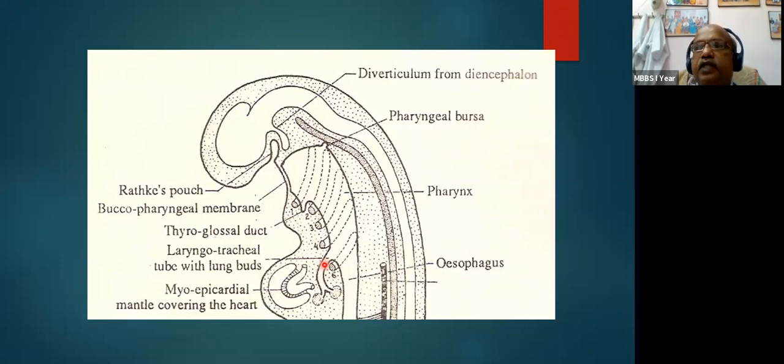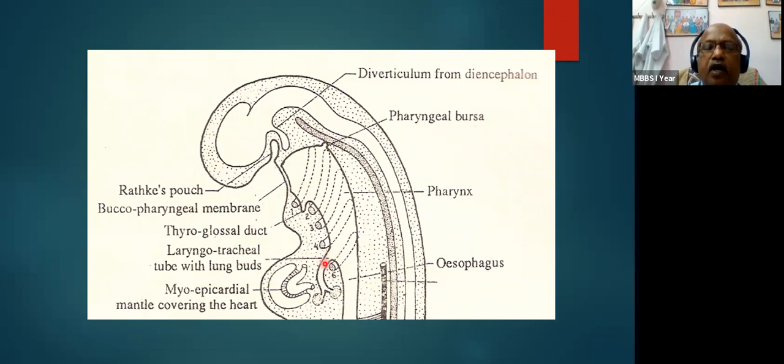Everything is derived from that mesoderm, the splanchnopleuric layer of intraembryonic mesoderm. So that is important. The endoderm gives rise to only epithelium. All the remaining layers, including the supporting lamina propria, are derived from mesoderm only.